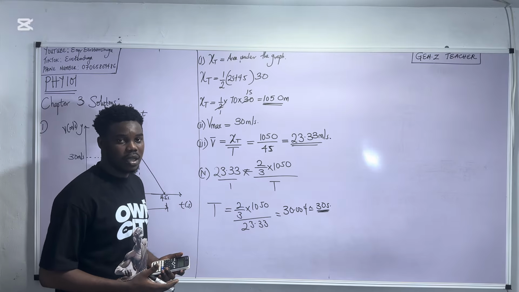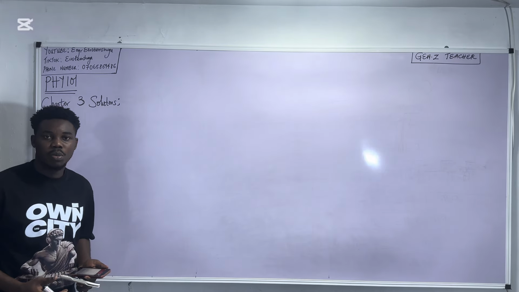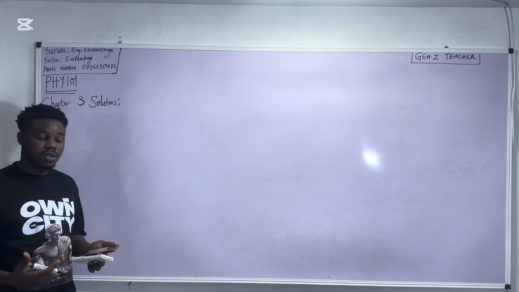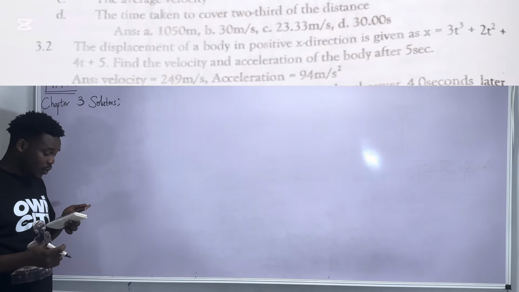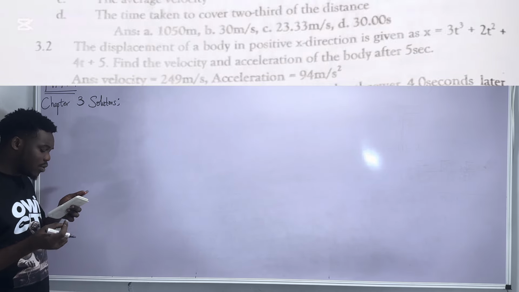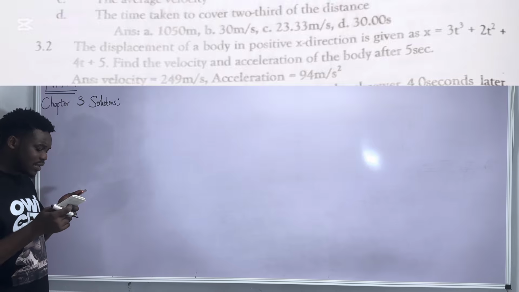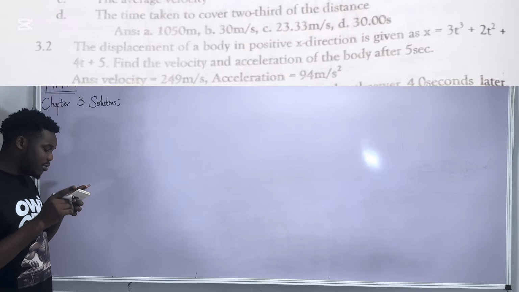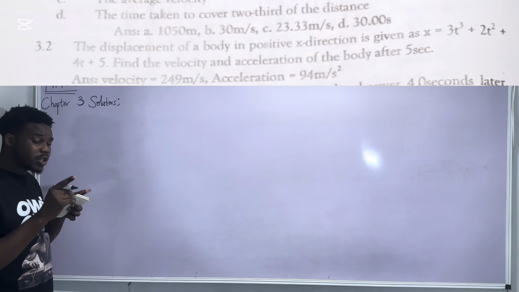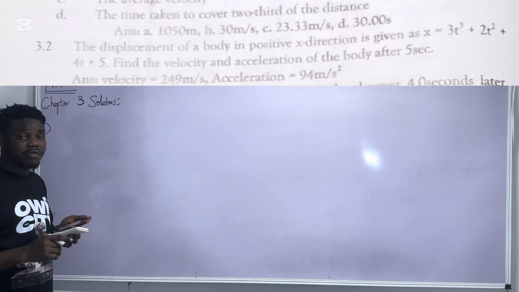Moving on to the next question. Question number 2, as displayed on the screen. It says the displacement of a body in the positive x direction is given as x equals 3t cubed plus 2t squared plus 4t plus 5. Find the velocity and acceleration of the body after 5 seconds.